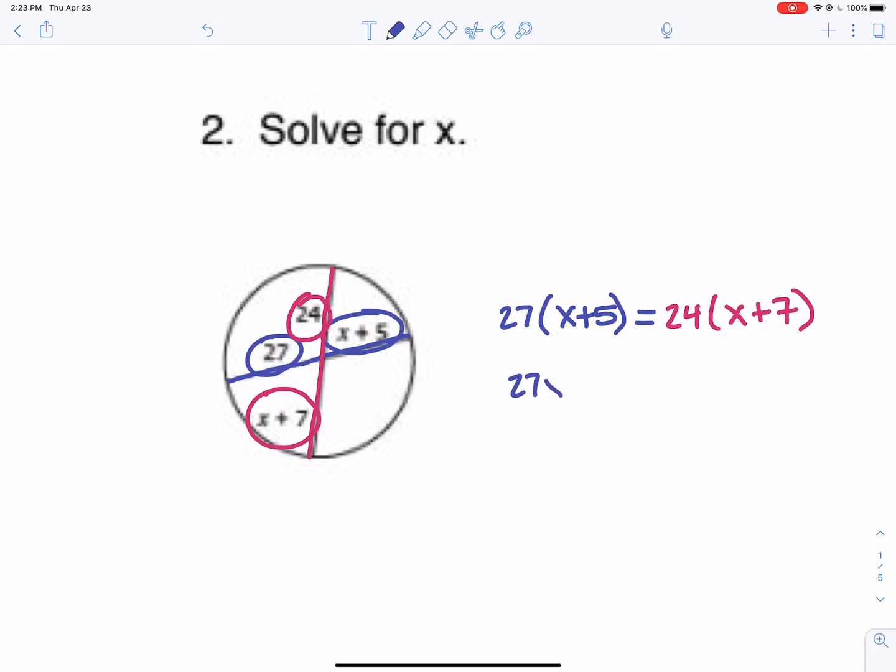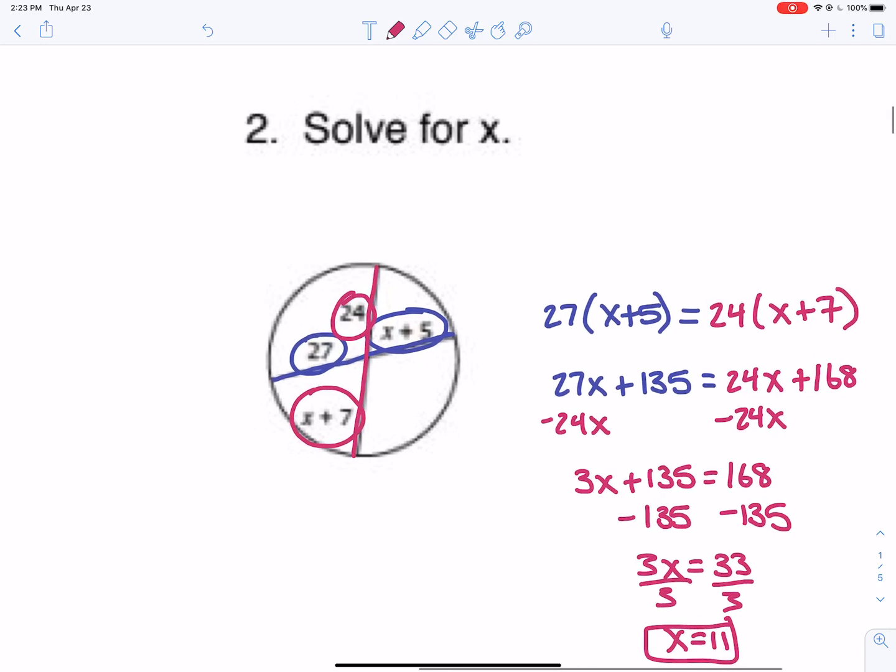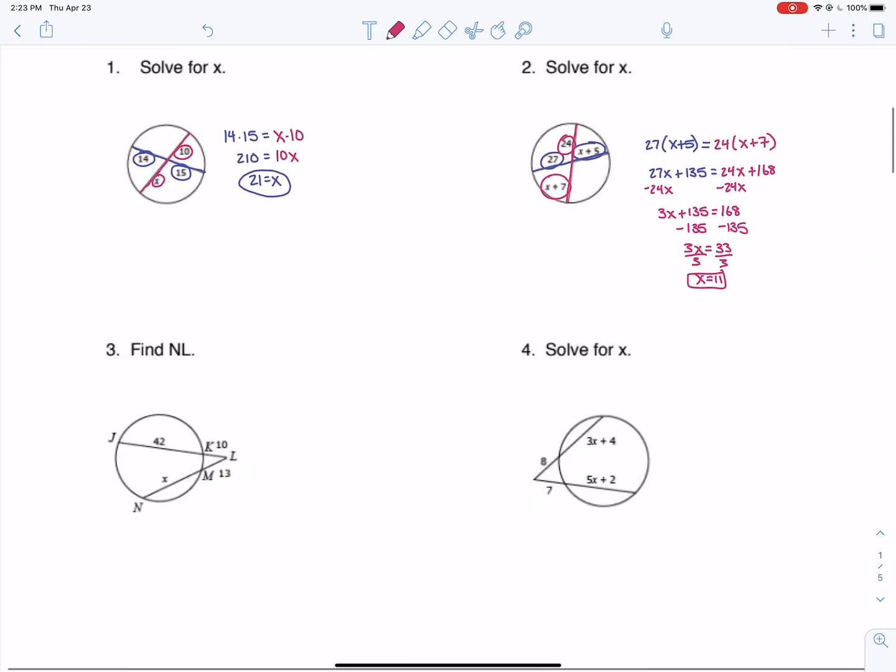I'm going to distribute and get 27x plus 135 is equal to 24x plus 168. I'm just going to finish solving with this one color to save some time. 27x minus 24x would leave us with 3x plus 135 equals 168. Let's subtract 135 from both sides, so we get 3x is equal to 33. Then divide both sides by 3, so we get x is equal to 11. Those are both type 1 scenarios.